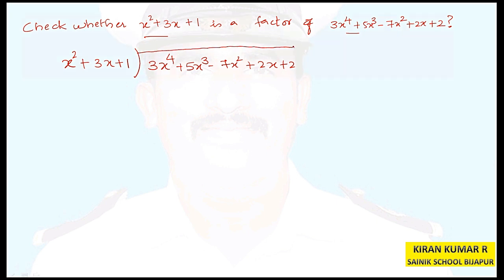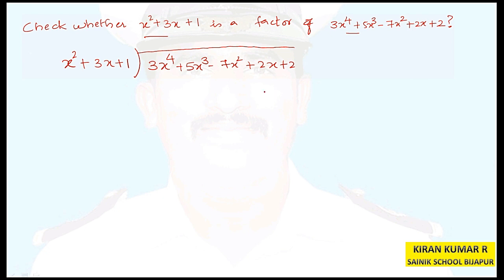Remember, in the examination, always you have to cross check whether you have taken the same question while solving. You have to cross check it. x square plus 3x plus 1, 3x raised to the power 4 plus 5x cube minus 7x square plus 2x plus 2. It's very important to cross check. Now I'll not write first term, second term, third term of coefficient. You can think and you can solve it now.